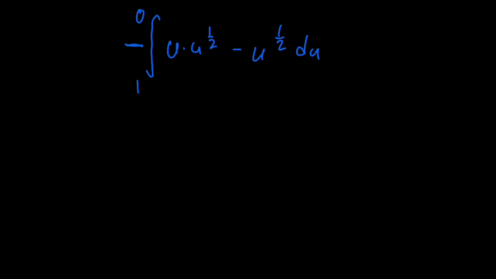Now, since we flipped these boundaries, another rule we can follow is we can just make this a negative, and then we can flip the boundaries again. So that's another rule of integration. We flipped the boundaries, but we've made it negative. And now we can transfer this negative sign into the problem.